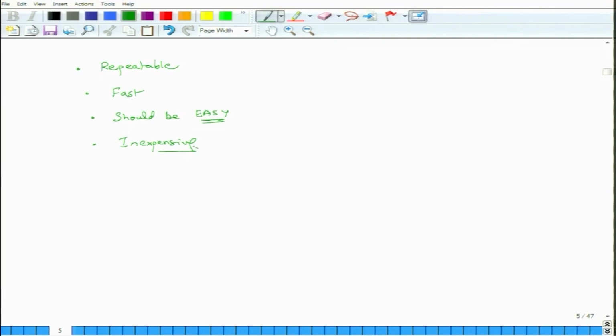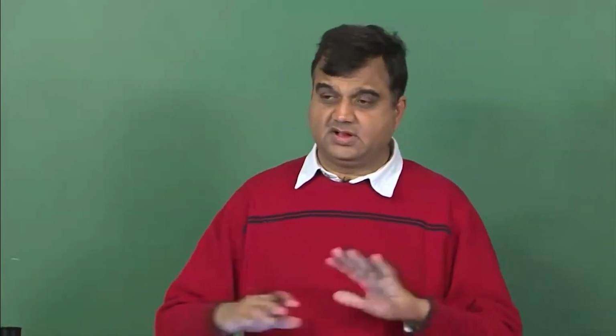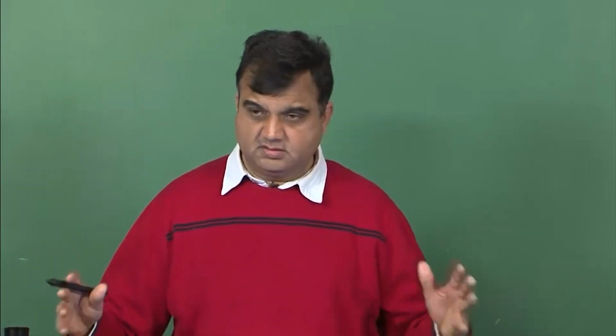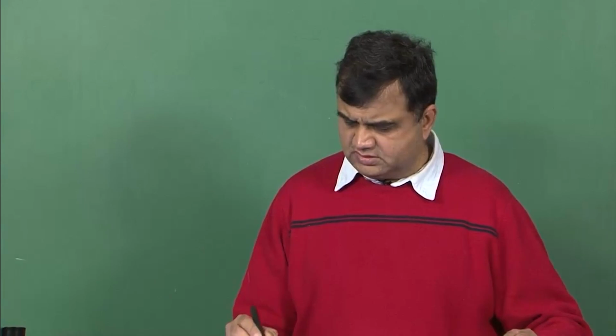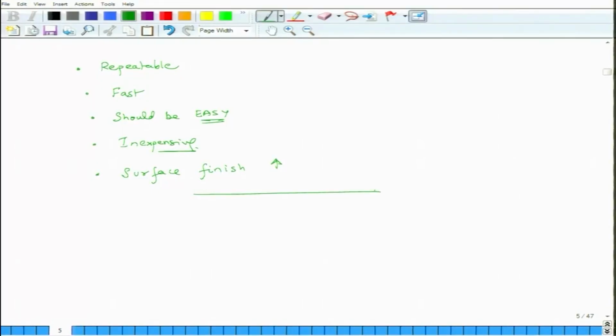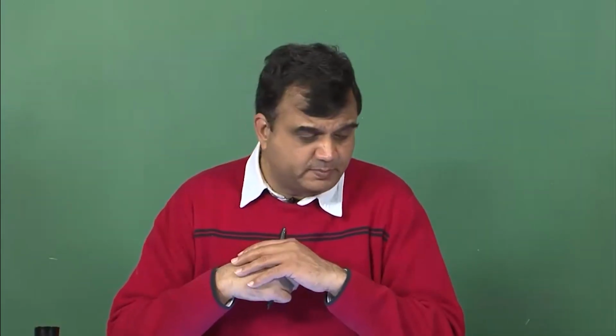It should be inexpensive. The last thing is that the surface finish should be of high quality. You do not want to see fibers or rough surfaces on composite structures. You want them to be smooth, nice looking, and aesthetically appealing. So, this gives an overview of how our composite production process is different from traditional production processes.